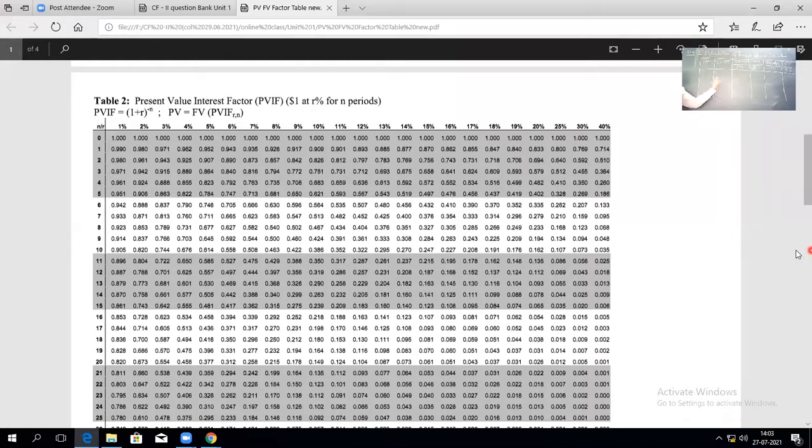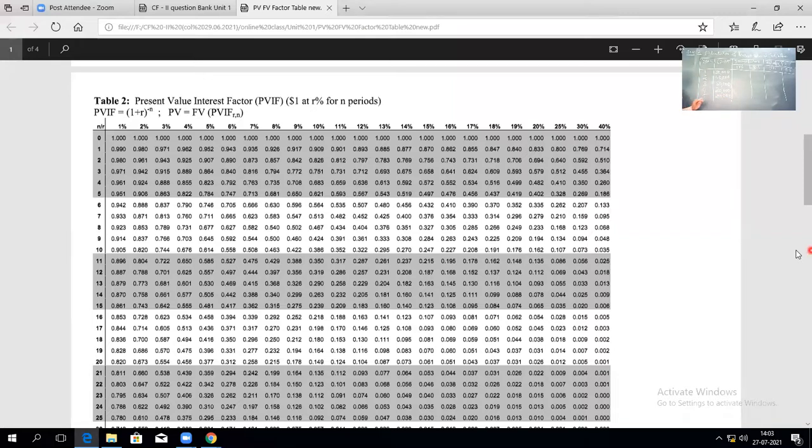Are you able to see the board, students? Yes, sir. So now we write down here we have 5 years: 1, 2, 3, 4, 5. First year cash flow is 30,000. Second is 40,000. Third year 60,000. Fourth year 30,000. And fifth year 20,000.